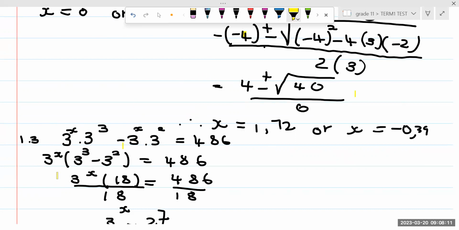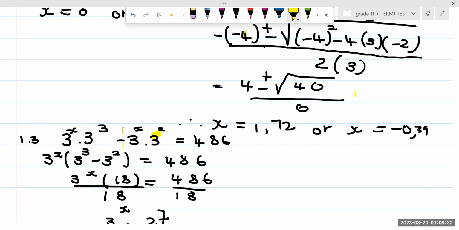How can you separate this thing? Because with exponents, when multiplying powers of the same base, you add the exponents. So if you multiply 3 to the x and 3 to the 3, it is 3 to the power of x plus 3. So then let's continue. We have one common factor, which is going to be 3 to the power of x.